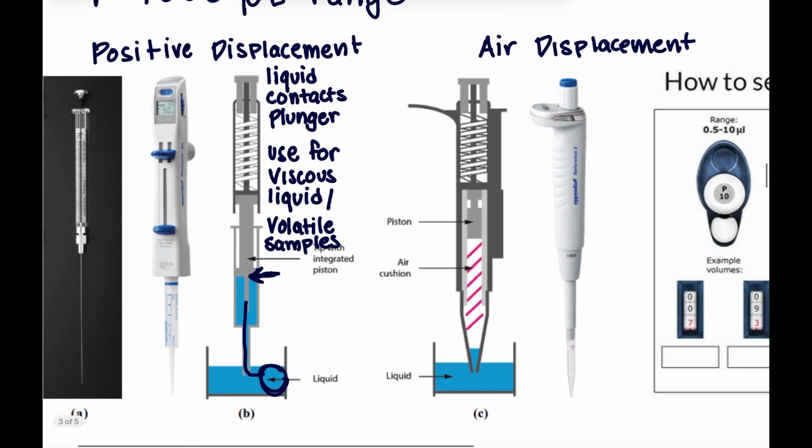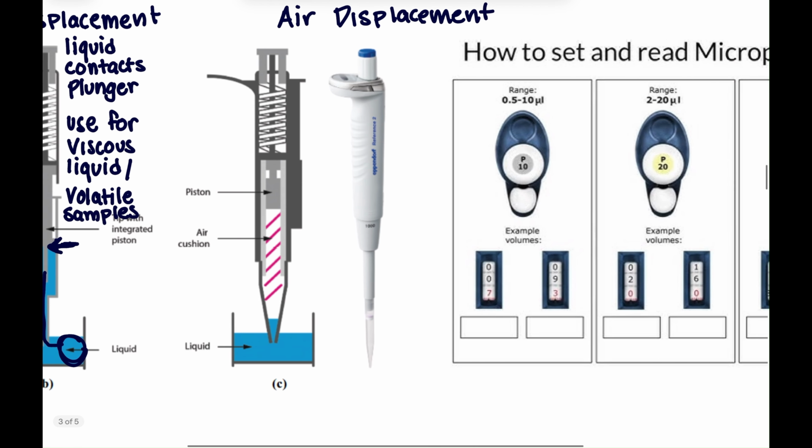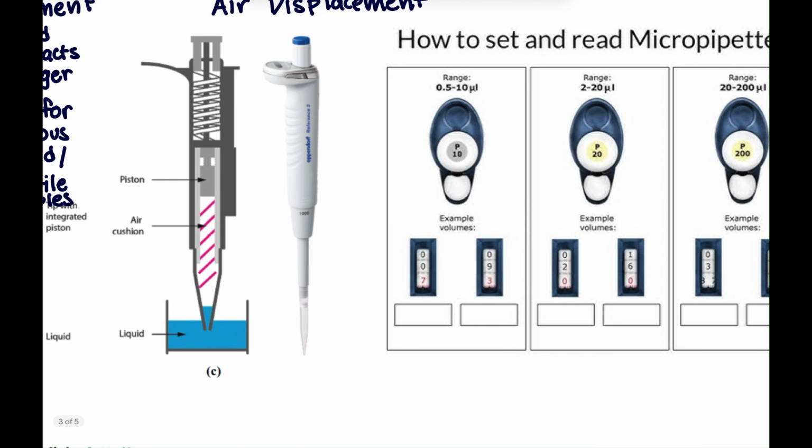Air displacement pipettes are the ones that you'll use for almost everything else. In this design, there's a cushion of air between the plunger and the liquid, so right here, and so the sample only ever touches that disposable tip, never the pipette itself. So here's the disposable tip right here. And you swap out the tip between samples, which prevents contamination and protects the user. These are accurate for aqueous samples and are by far the most common micropipette in biotech labs.